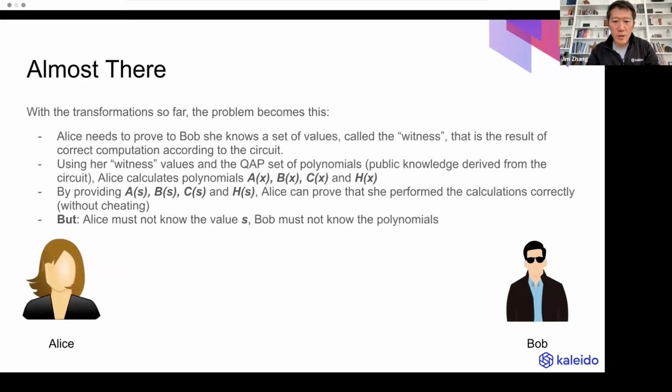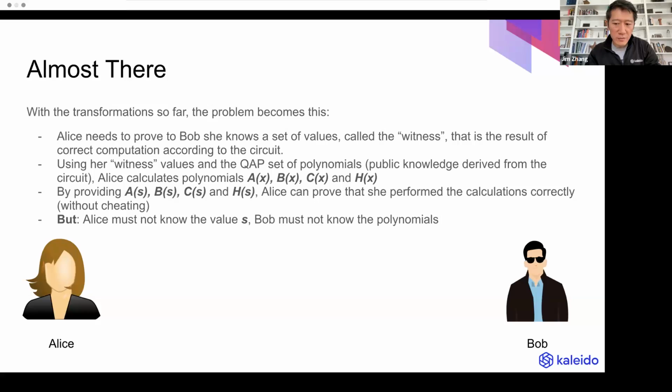Okay, so at this point, what we have gotten to is we figured out a way to transform the calculation into a system. We call it QAP, so that when we present these numbers, A, B, and C, these are polynomials, right? And H, the verifiers can check that you have knowledge of this witness series that must be compliant to the circuit, meaning that you've done all the calculations correctly.